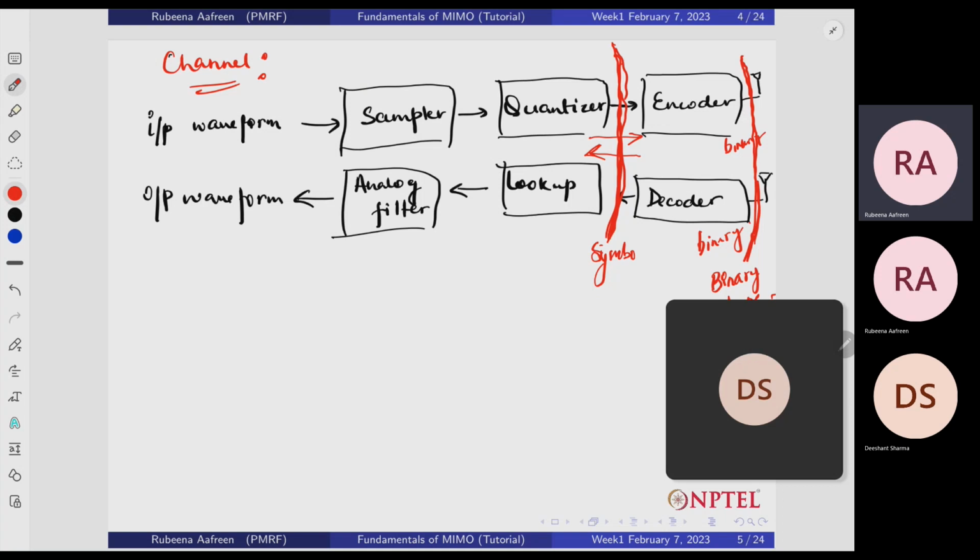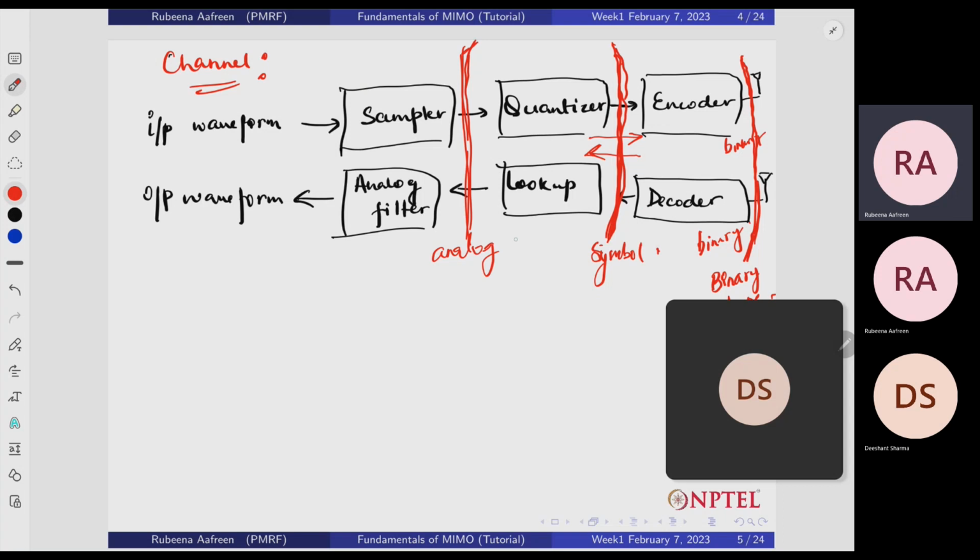Now if we consider this interface as the channel, this part we consider as transmitter and receiver, and each block at the transmitter has its opposite block at the receiver. Suppose we take this interface after the sampler as the channel. After sampling an analog sequence is there, and after lookup also an analog sequence is coming. So this type of interface will be analog.